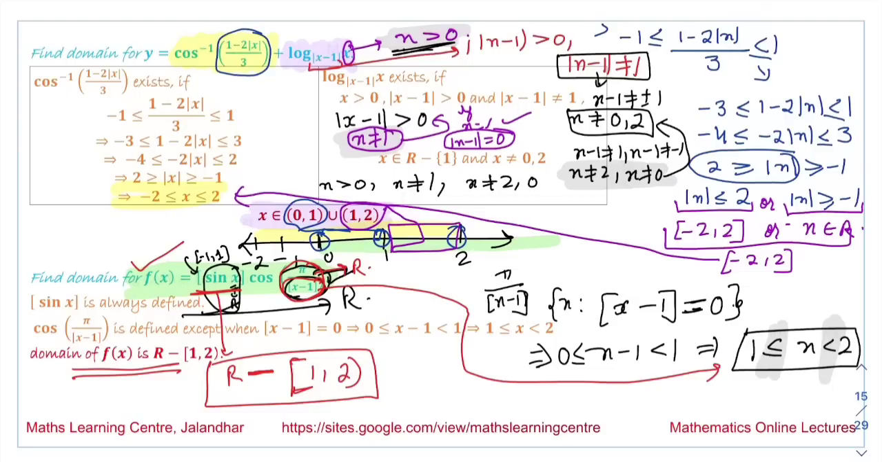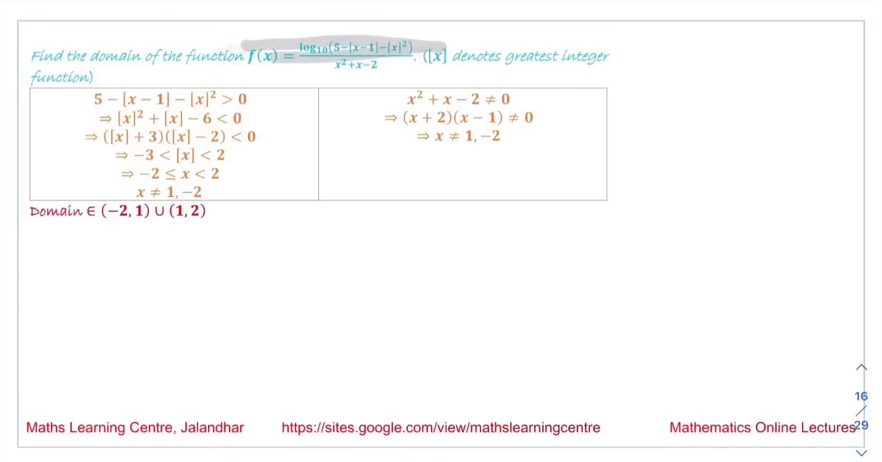Next we have this function f(x) given to us. It is given that these brackets represent the greatest integer function, and we have to find the domain of this function. To calculate the domain, we have two conditions: this denominator should not be equal to 0, and this part in the logarithm should be greater than 0. When we solve this denominator part, we will get that the values of x should not be 1 and minus 2.